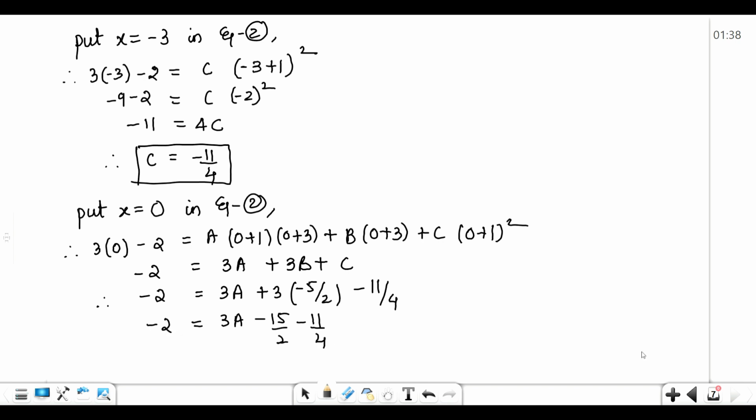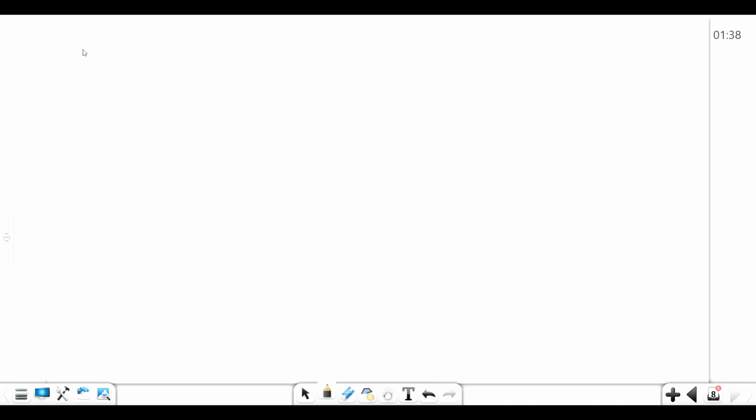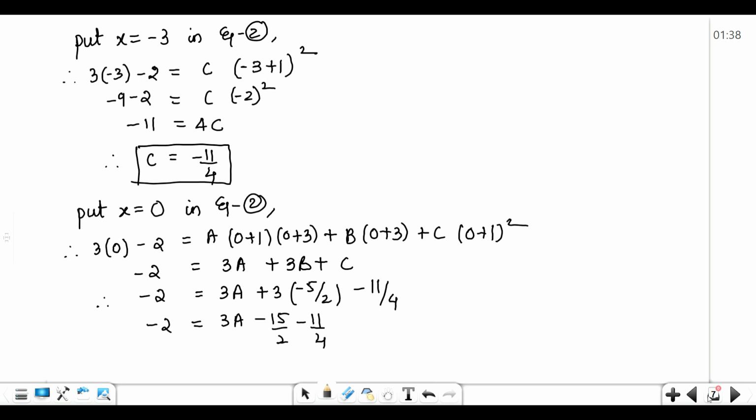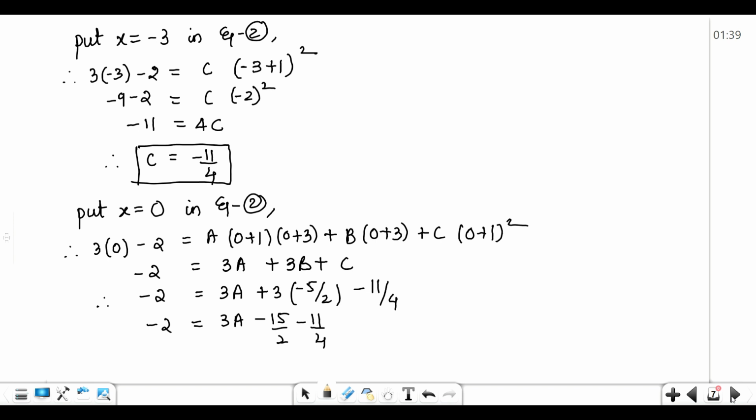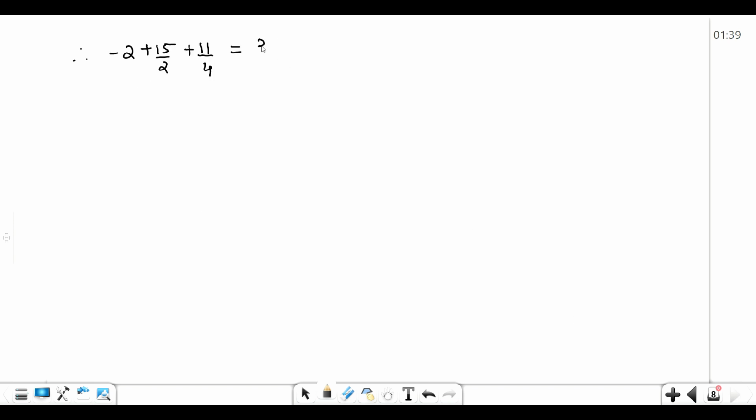Okay, let's move on. So minus 2 and minus 15, that will become plus, and this will become 11 by 4 is equal to 3a. Okay, now we have to do the LCM.